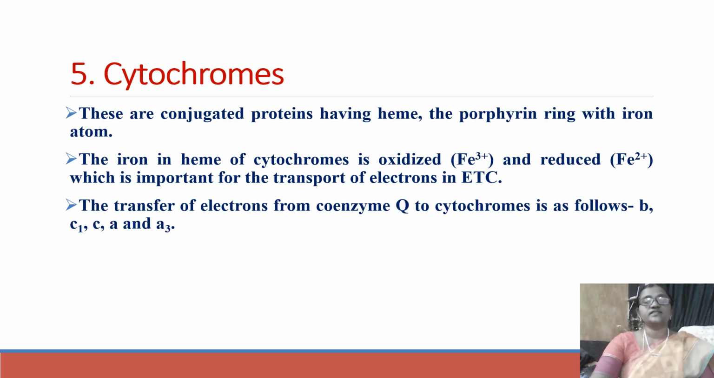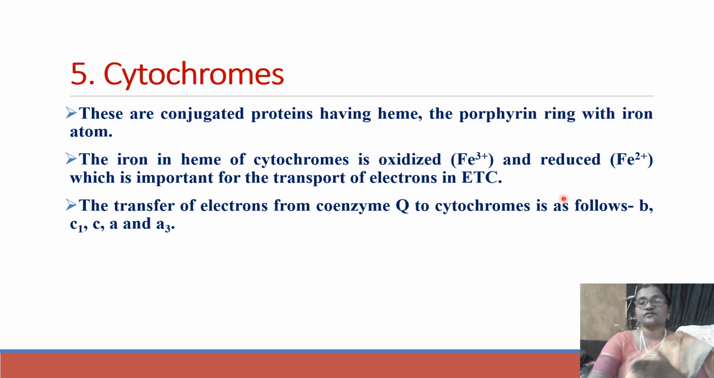The last components are the cytochromes. We know that cytochromes are conjugated proteins. They have a heme, and we know that heme is a porphyrin ring that has an iron atom at its center. The iron in the heme of the cytochromes exists in oxidized form as well as reduced form. Oxidized form means Fe3+ and reduced form means Fe2+. This is important for the electron transport chain to operate.